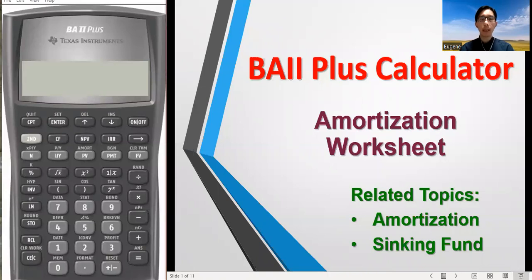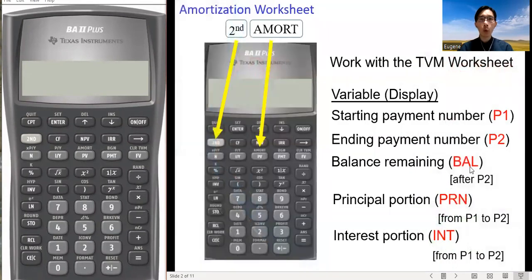Hello everyone. In this video, we will go through the amortization worksheet of the BA2 Plus calculator. We will solve problems involving amortization and sinking fund. The amortization worksheet works with the TVM worksheet. To activate the amortization worksheet, we press the second key and then the PV button. The amortization worksheet is the second function of the PV button.